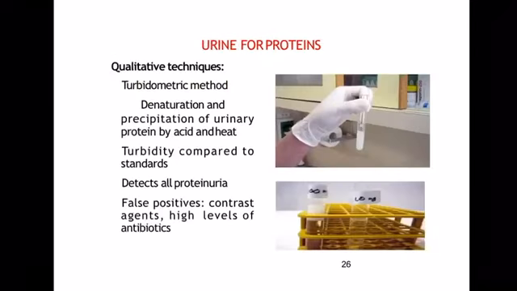Urine for the protein. This is a qualitative method, a turbidometric method, in which the urinary protein is precipitated by acid and heat, and the turbidity is compared to a standard. So if protein is present, turbidity develops in the urine when we heat the urine within the test tube. So it is qualitative; it checks the presence or absence of the protein.